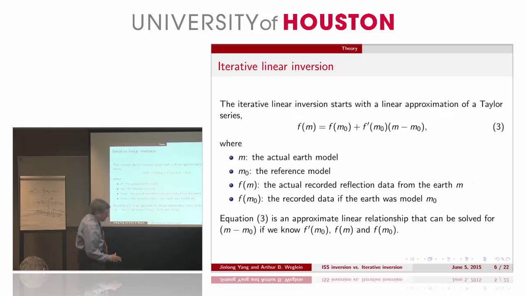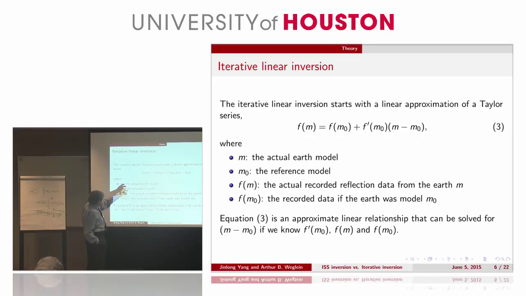And then there's another approach, which we'll call linear iterative, which says, let's say this is the actual Earth model, this is some reference, this is the data for the actual Earth, this is the data for your reference, and your idea is, if you choose M0, can we find M minus M0 so then we'll know M? Choose M0, yes?